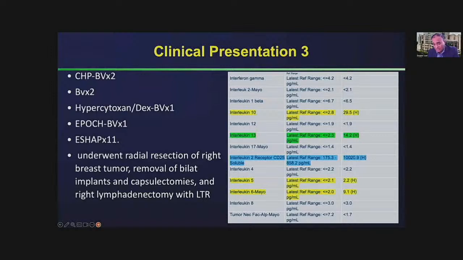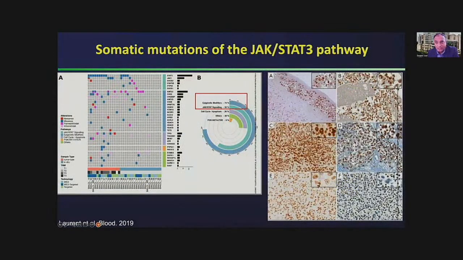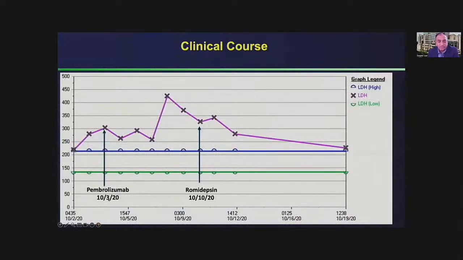And then you can see on the right-hand side that this is behaving more like a full-fledged ALCL with very high soluble IL-2 receptor levels of 10,000. And so she went on a clinical study with a checkpoint inhibitor, pembrolizumab, and romidepsin. And we do know that JAK-STAT pathways are perturbed either through mutations or through dysregulation, based on this publication from Lauren et al. And this patient's course is very reminiscent of the JAK-STAT pathway activation.